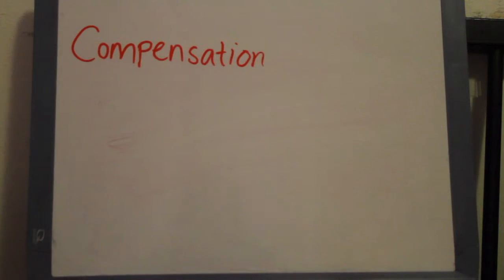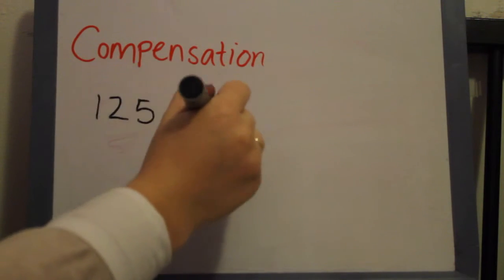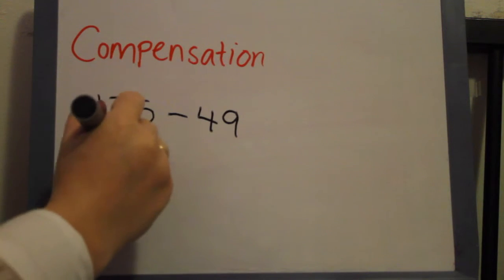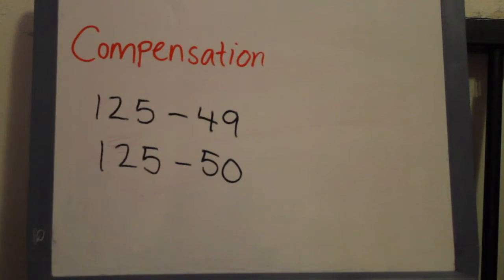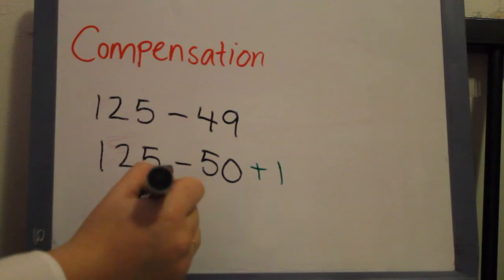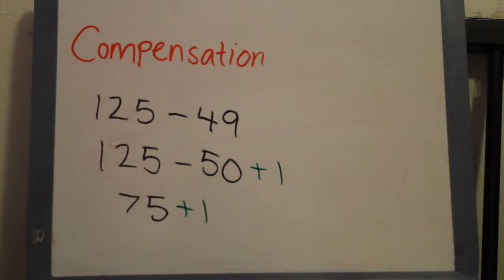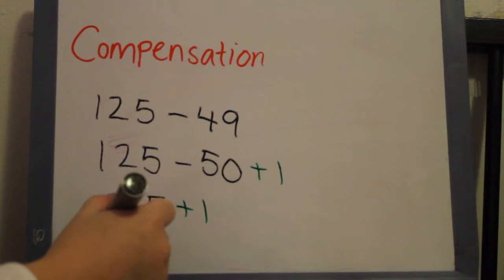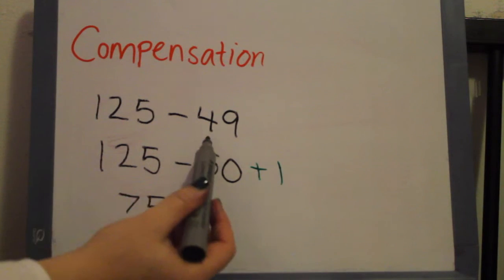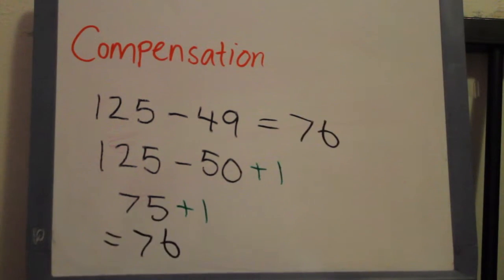Compensation. Sometimes we round one number in the problem to make it easier to do in our heads. Then we adjust our answer to compensate. 125 minus 49. We round the 49 up to 50 by 1, so we have 125 minus 50, so 75, and we have to add the extra 1 at the end, which equals 76.